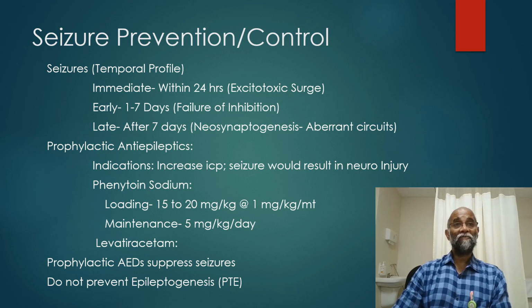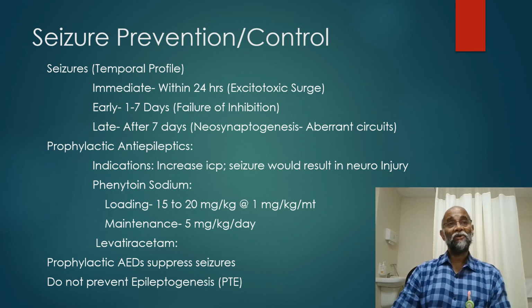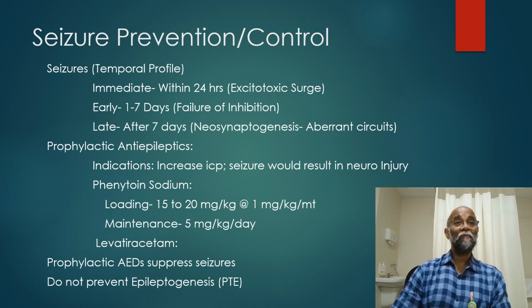The lateral spread of impulses is usually inhibited by inhibitory interneurons. Inhibitory interneurons become dysfunctional after a head injury, which can result in seizures. Late seizures often result in post-traumatic epilepsy. Here, the cause is the creation of abnormal circuits. Neosynaptogenesis, which is the brain's attempt at restoration of function, may result in aberrant circuits which might produce seizures.